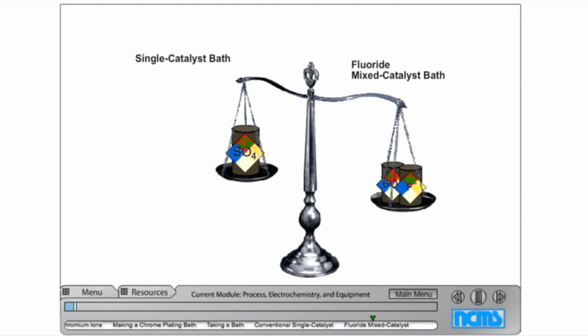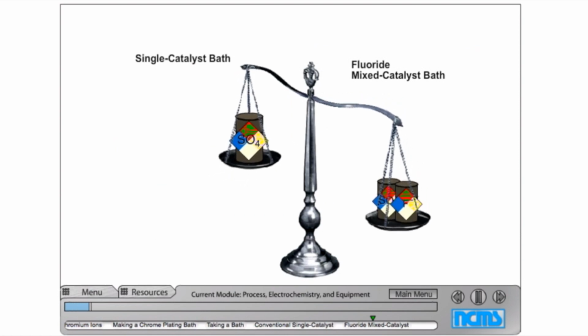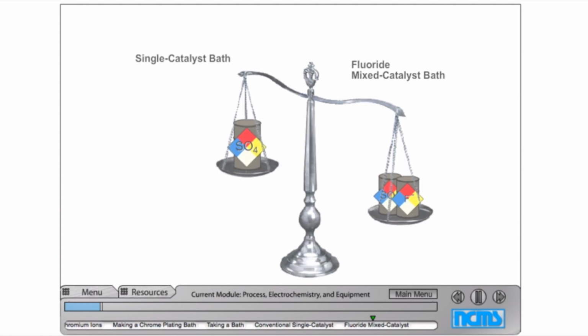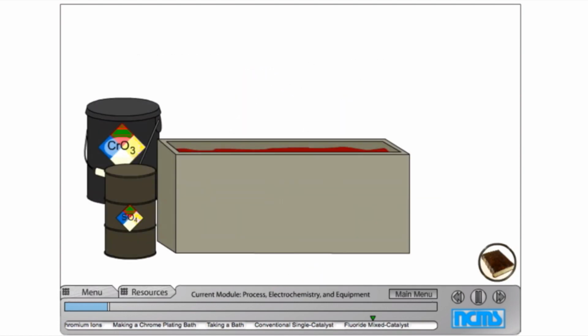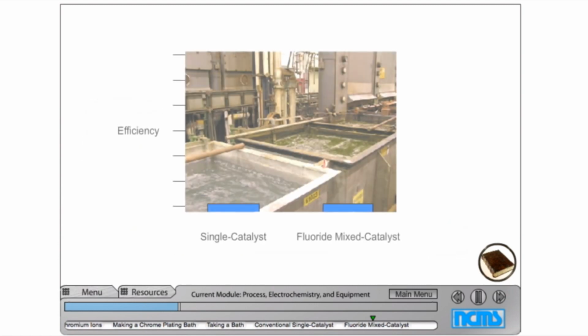The fluoride mixed catalyst bath offers some improvements over the conventional single catalyst bath, but also has some unique disadvantages. It's basically a conventional single catalyst bath with another catalyst, in the form of fluoride ions. Less sulfuric acid is used in this mixture since the presence of fluoride balances it out, but once again the amount of all ingredients can vary somewhat as long as the ratios between them remain constant.